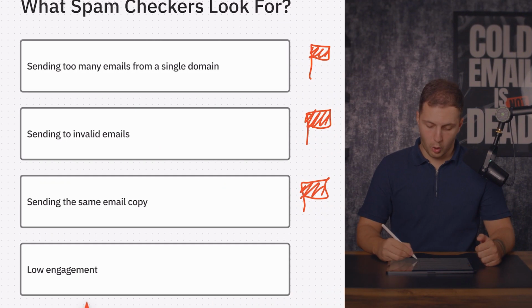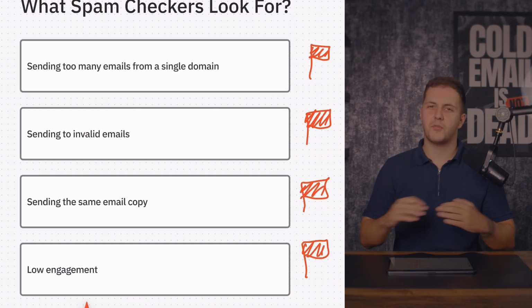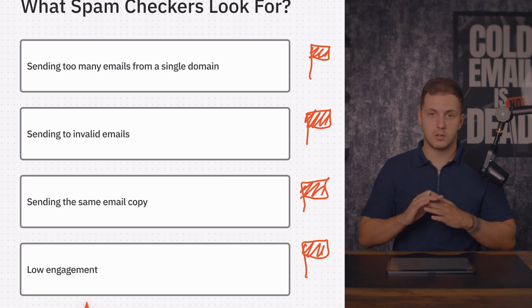And lastly, low engagement. You can have a perfect setup, the clean list, everything can be fully dialed in, but if you have low engagement on your campaigns, meaning no one's opening up your emails, no one's responding, people are not forwarding them, saving them, and so on, it's also a huge red flag, and Google, Outlook, and others know that people don't really want to receive your email. So they lower your reputation and they start sending you to spam.